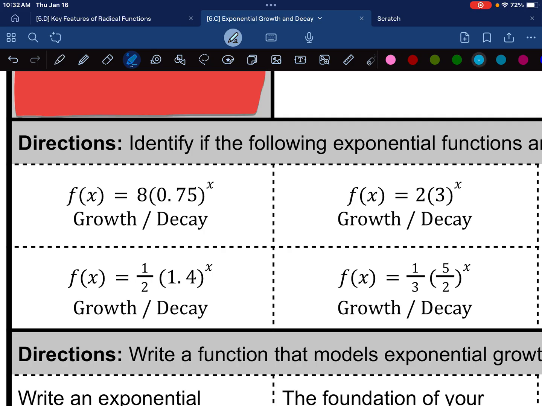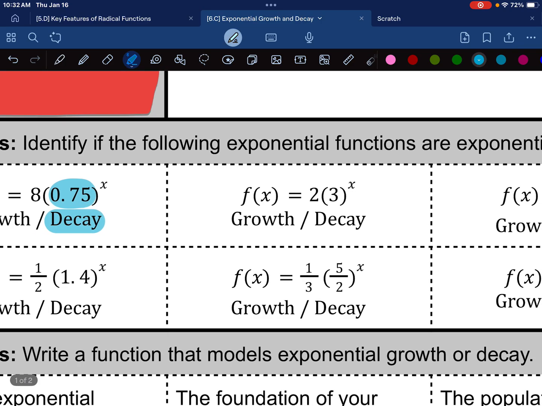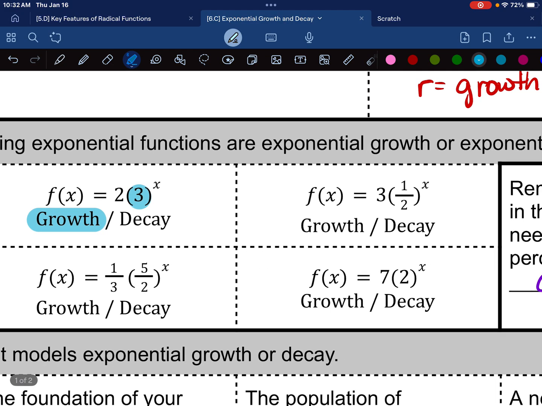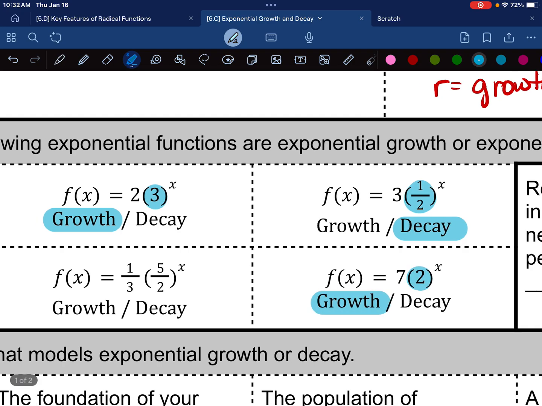Pick a new color. So here my b value is 0.75. Because that's less than 1, that'll be decay. Here my b value is 3. That's bigger than 1, so that's a growth. Here, 1/2 is less than 1. That would be decay. Here, the 2 is greater than 1, so that would be growth.